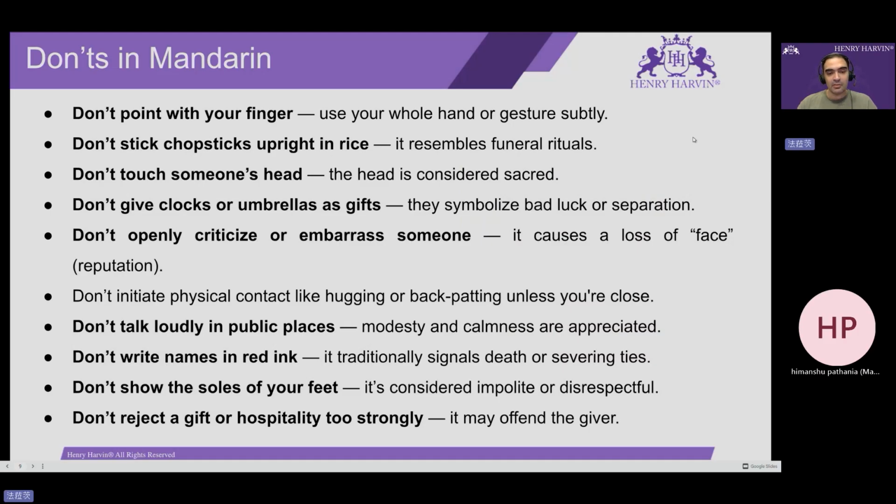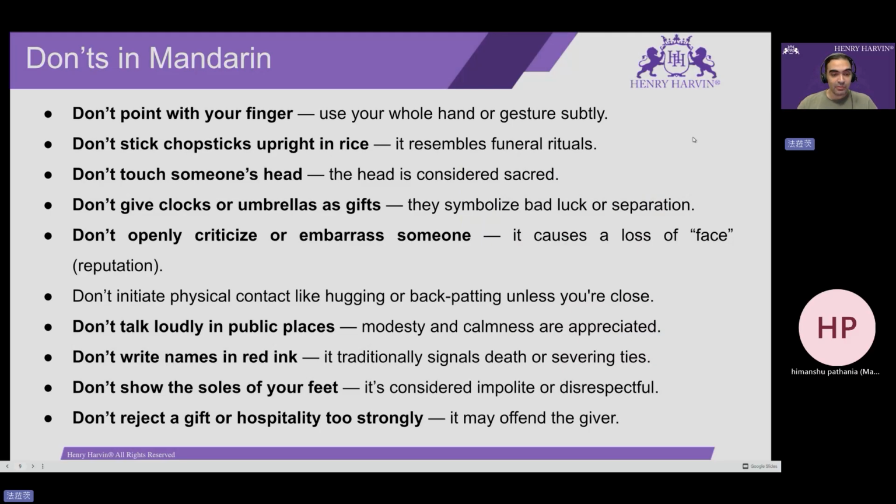And don't write names in red ink, because traditionally it signals death or severing the ties between one person and another person. So this is also considered to be one of the taboos of the Chinese culture. And other than that, we have don't show the soles of your feet. It is considered impolite and disrespectful as well. So this is another point that is very important to highlight here.